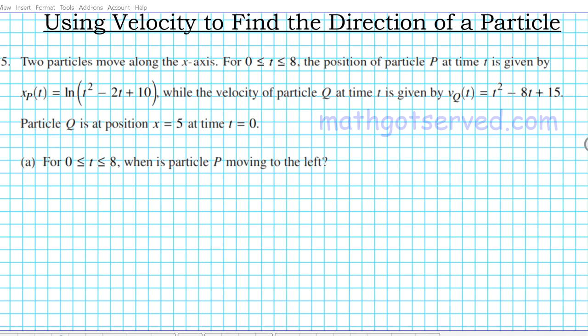Part A. For 0 ≤ t ≤ 8, when is particle P moving to the left? You want to be careful with this particular problem. Keep in mind that we have two particles involved here. Some problems might involve just one particle, some might involve both. So pay close attention to the particle under consideration so you do not select the wrong function.